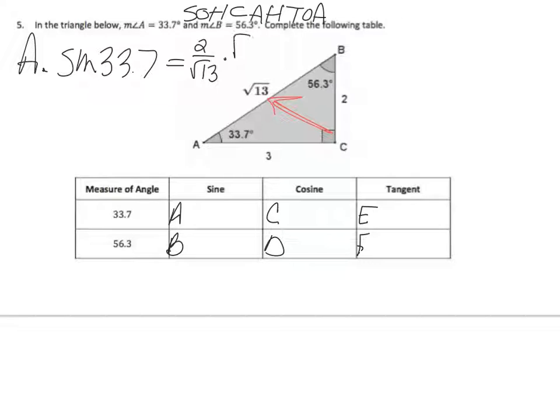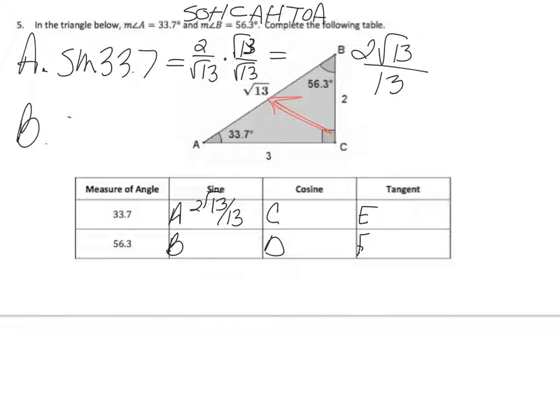I need to rationalize that. So I multiply it by the denominator, and I get 2 square roots of 13 over the square root of 169, which is 13. So 2 square roots of 13 over 13.